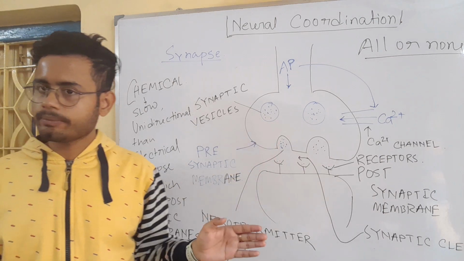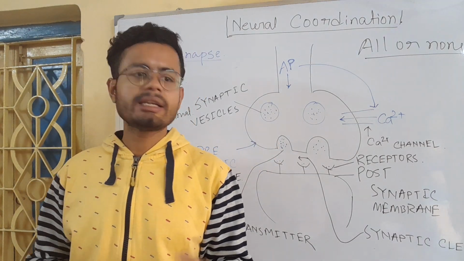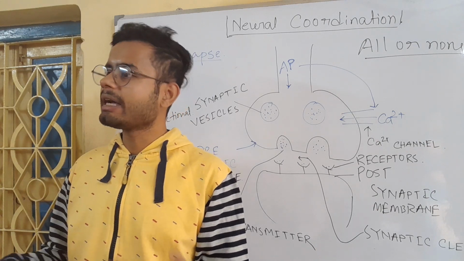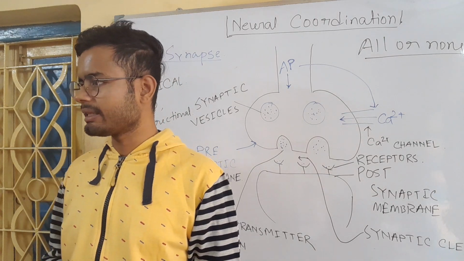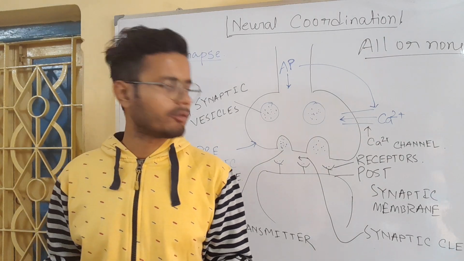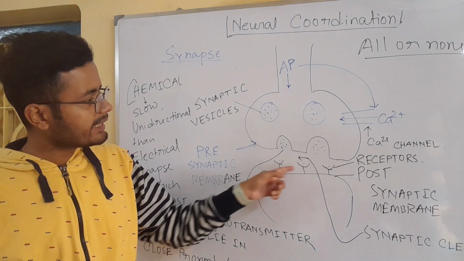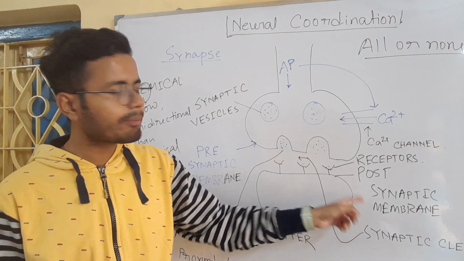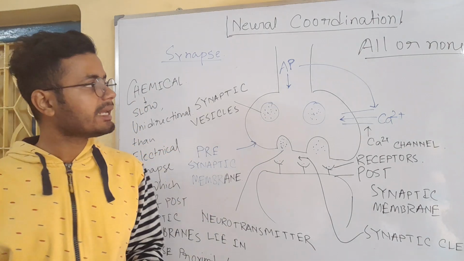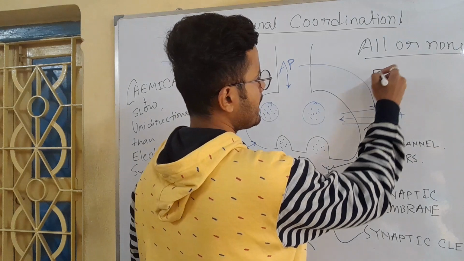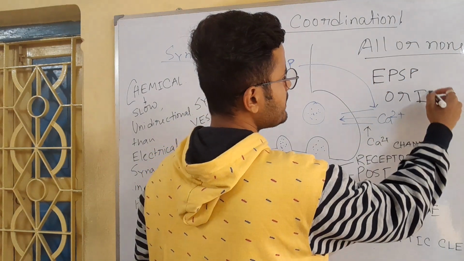Neurotransmitters are now released into the synaptic cleft, whether it is acetylcholine, serotonin, gamma aminobutyric acid, or any other kind of neurotransmitter. Those neurotransmitters now bind to the receptors present on the postsynaptic membrane. And what would happen after this binding? Either EPSP or IPSP would occur.